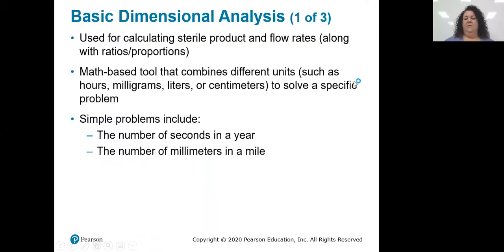Let's get started. Again, this is beginning on page 324 in your textbook. We're going to start by looking at basic dimensional analysis, and then we will build up to some of the parenteral calculations. So with basic dimensional analysis, we're going to use this type of calculation for calculating sterile product and flow rates, along with using our ratios and proportions.